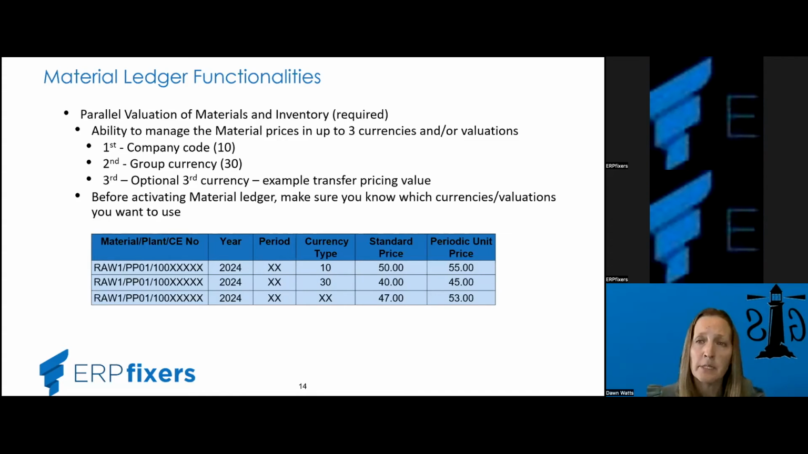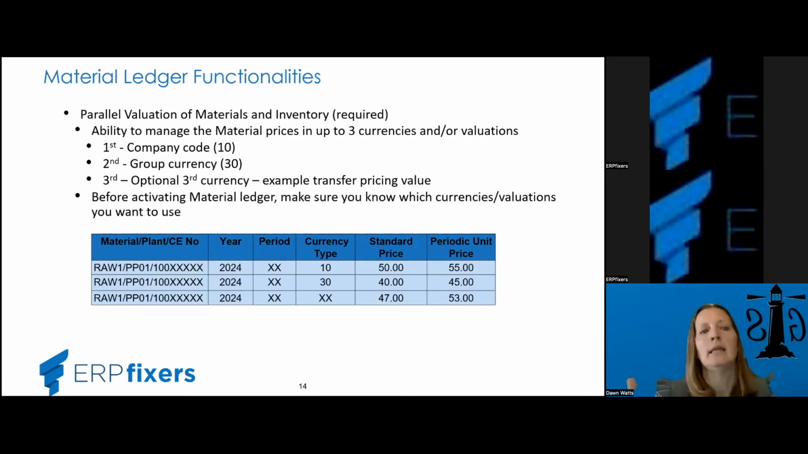And before you activate material ledger, a note: make sure you know which currencies and valuations you want to use. From what I've heard, once you activate that, you can't easily go back and bring in a third currency. Let's say you only decide to go with 2. If you later say, oh wait, I needed a third currency, it's not that simple. So make sure that you know which currencies and valuations you want to use before activating material ledger. And below, I just have an example of what that looks like, right? In this example, I have a raw material with plant PP01 and the cost estimate number associated with that.